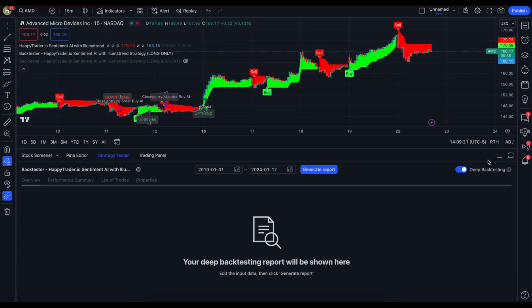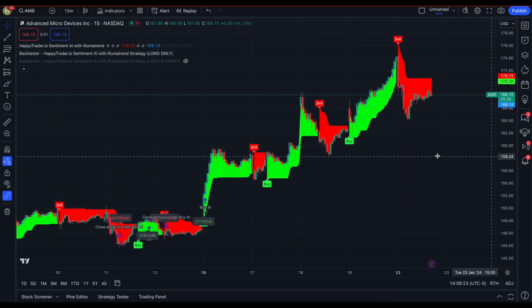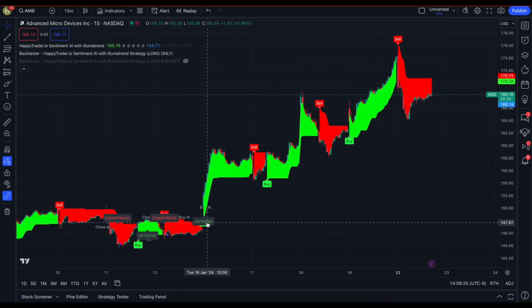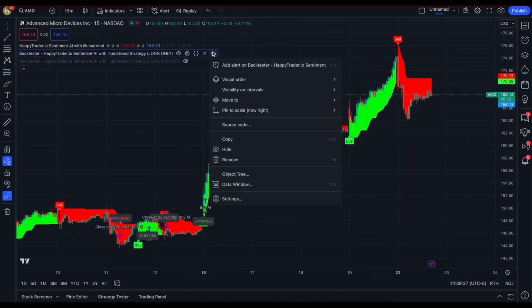So the first thing we're going to do is get right into it, and we're going to superimpose our long uptrend signals that you can simply get by setting an alert right here on TradingView.